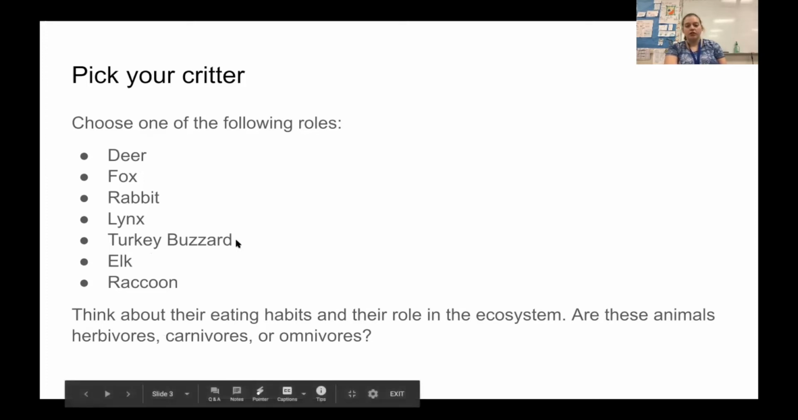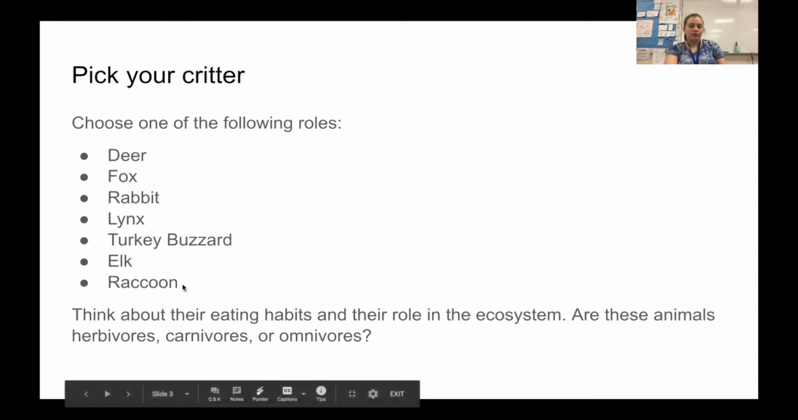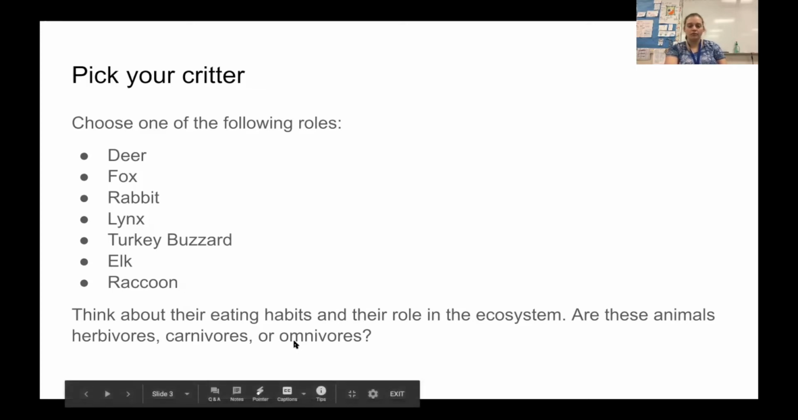The turkey buzzard, and I'm sure we've all seen turkey buzzards feeding on dead things, right? So they are carnivores, but they're scavengers. So they're going to pick off dead things from the environment. The elk is kind of like a big deer. So they are herbivores, only eat plants. The raccoon eats a little bit of everything. They love to get into garbage cans and they'll eat whatever they can find. So the raccoon is considered to be an omnivore.